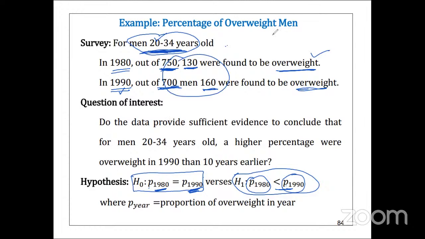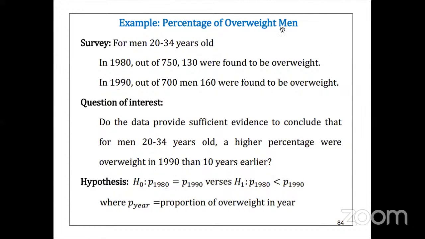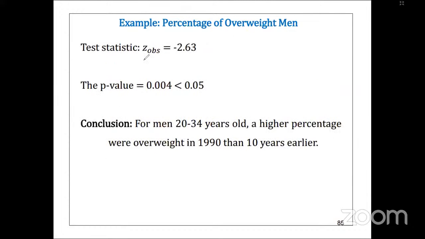Now you feed all these things to software and the software will give you the p-value or z-value. Look at this p-value that came out based on the data you fed to the software. It is 0.004, which is less than 0.05. And that's why your conclusion is that for men 20 to 34 years old, a higher percent were overweight in 1990 than 10 years earlier. So this is how you can test many things using testing of hypothesis.